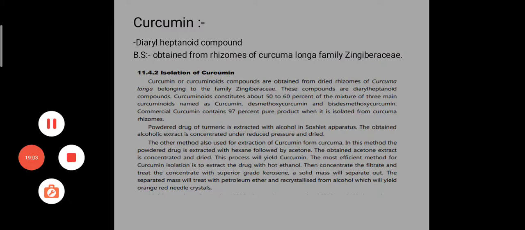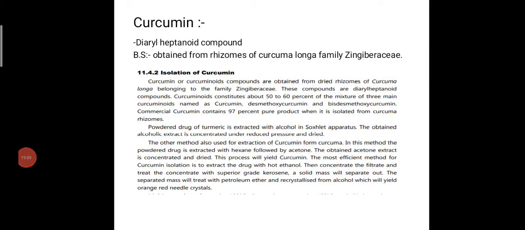Then our last drug, that is curcumin. Curcumin is a diarylheptanoid compound. It is obtained from the rhizomes of the Curcuma longa plant. Curcuma longa belongs to the family Zingiberaceae. Curcumin is extracted or isolated by two techniques. In the first, we take powdered drug of Curcuma longa species. Then it is extracted with alcohol in a Soxhlet apparatus.